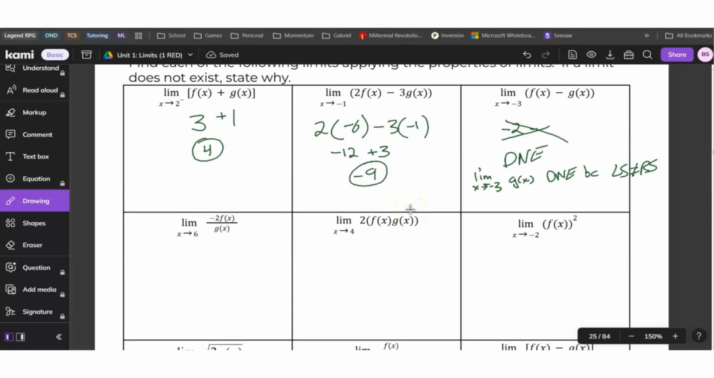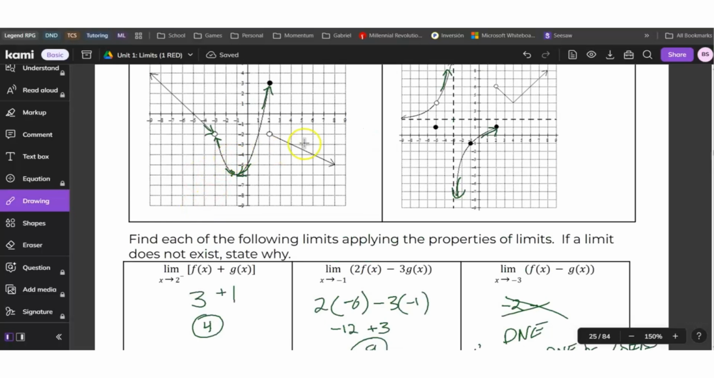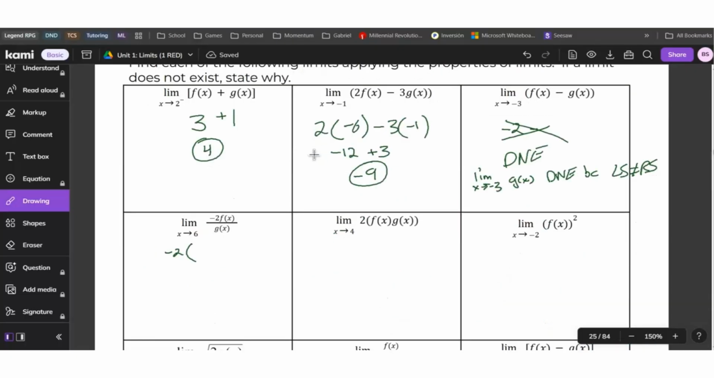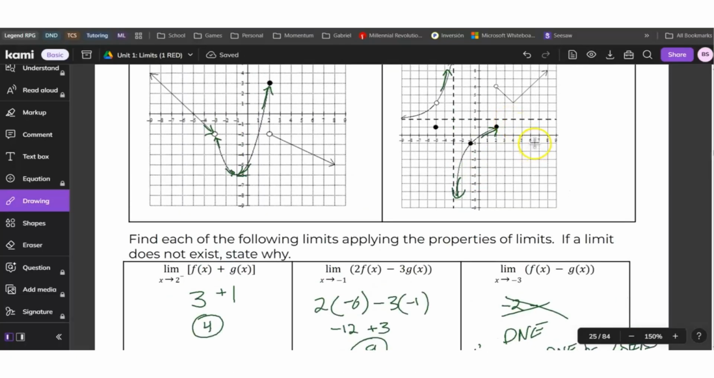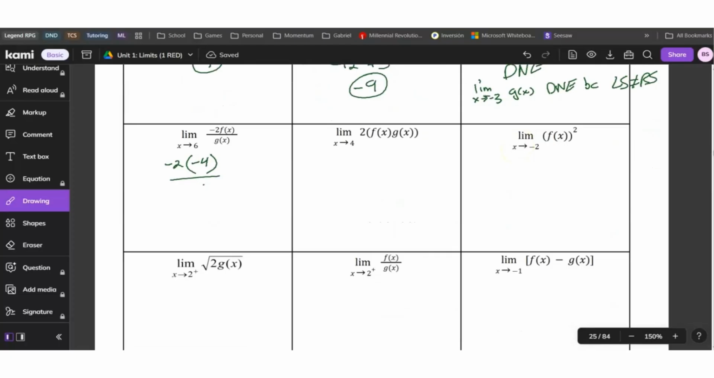All right, we got 3 more here. 3 more? No, 6 more, never mind. All right, as x approaches 6. So I'm going to have to scroll up and down here a little bit. For f of x, as we approach 6, that's right here. What are we getting close to? -4. You guys got it. So it's -2 times -4. G of x, 6 is, that looks like 6 to me. Right, that point right there, that's 6. So we're going to get 8 over 6, which is, you should always reduce, 4/3.